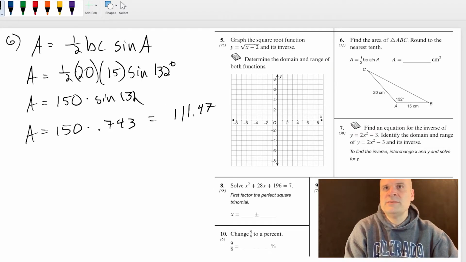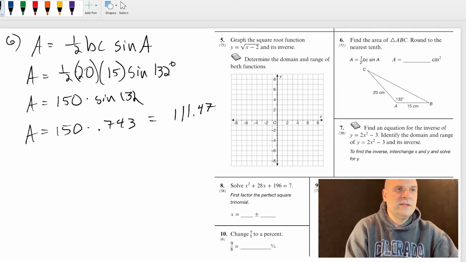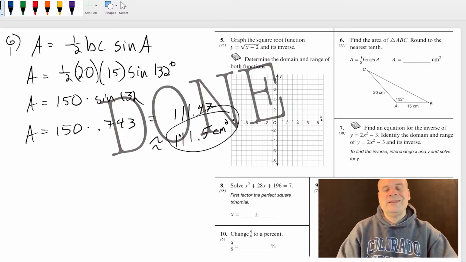What's it say to round to? Nearest tenth. So we can just say 111.5, and our label is centimeters, so square centimeters. All right, that's number 6.